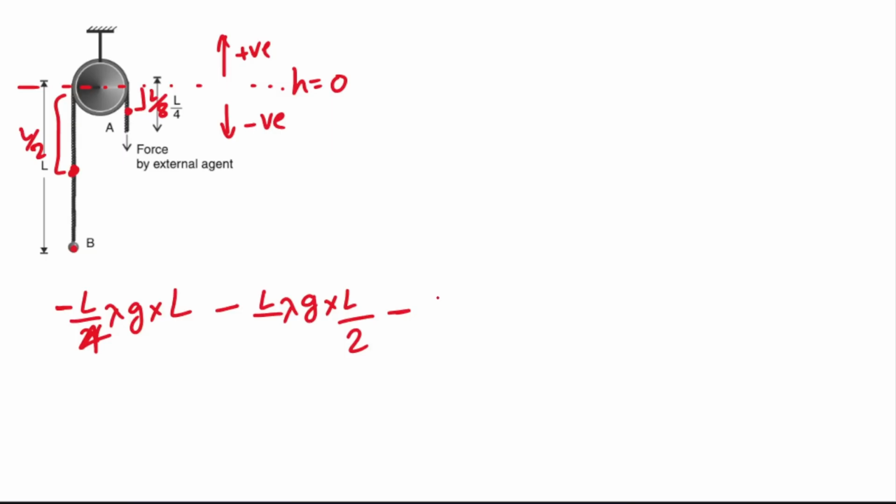Okay. And what is the potential energy of this rope on the right hand side? So what is its mass? It is L by 4 length, right? So L by 4 lambda into G into H, what will it be? L by 8. So this is the potential energy. Now you add these.